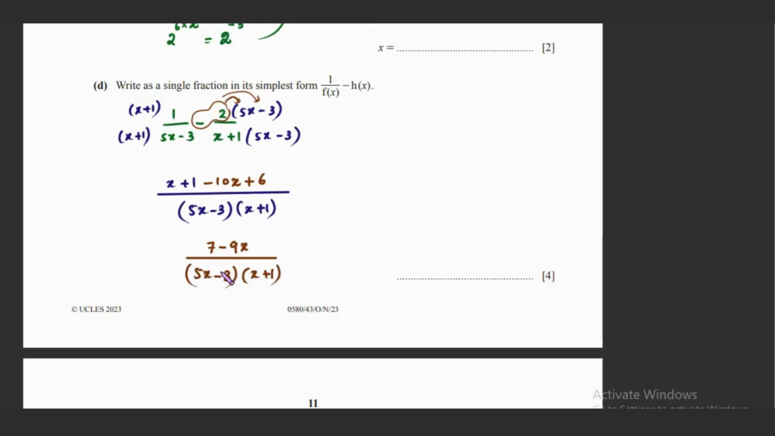Now here, we don't have to expand the denominator because we don't try to do that. But we need to check if the numerator can be factorized or not. But here we cannot factorize this further. Therefore, we cannot simplify it either. But in some instances, we can factorize the numerator, and then we will be able to simplify the factors in the numerator with the factors in the denominator as well. But here it's going to be just 7 minus 9x over 5x minus 3 times x plus 1.